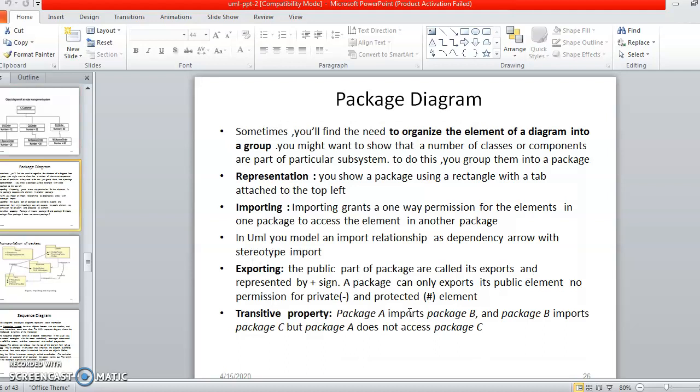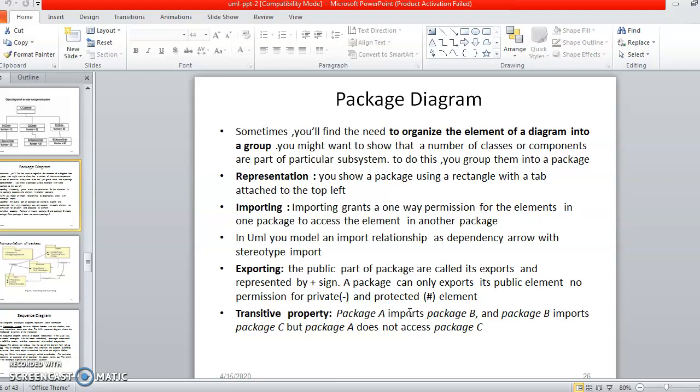Next one is the package diagram. Sometimes you will find the need to organize the elements of a diagram into groups. You might want to show that a number of classes or components are part of a particular subsystem. To do this, you group them into a package. Next one is representation. You show a package using a rectangle with a tab attached to the top left. Next one is importing. Importing grants a way, a permission, for the elements in one package to access the elements in another package.